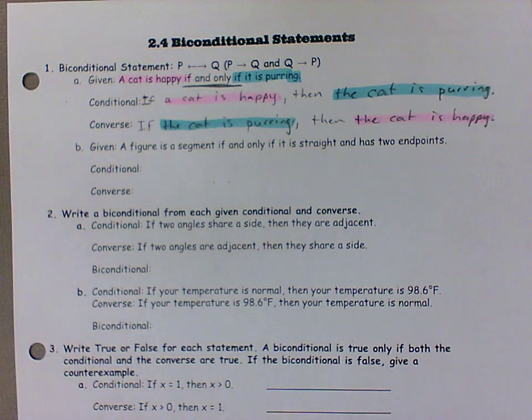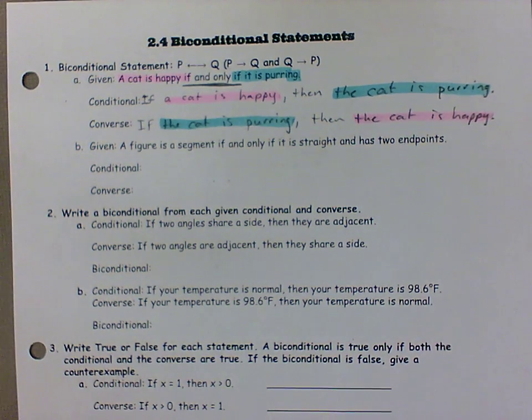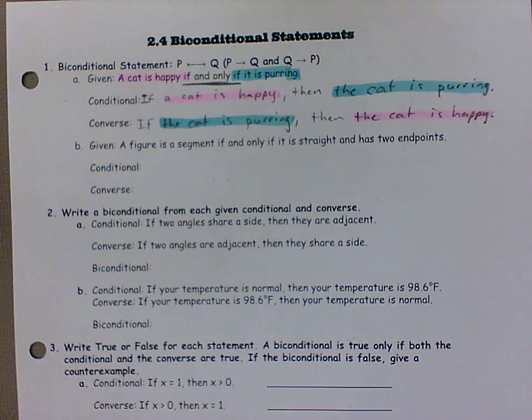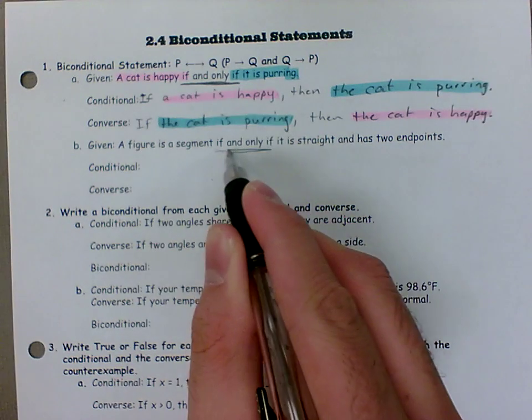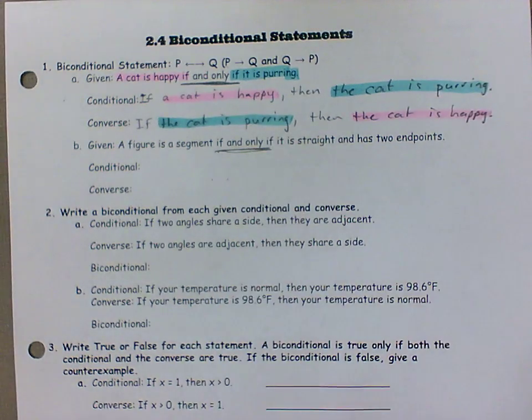So for part B, see if you can write what the conditional is and what the converse is going to be of that given. A figure is a segment if and only if it is straight and has two endpoints. Before you write that, though, what is that key phrase that tells us that this is a biconditional? So that's the if and only if. That statement right there. All right, go ahead and write the conditional and the converse.